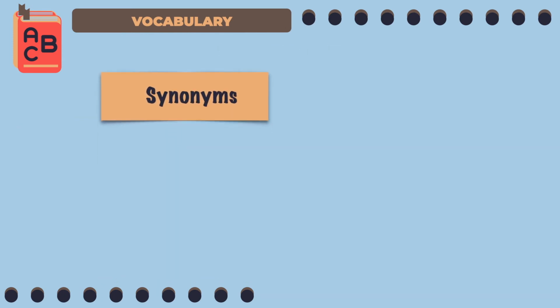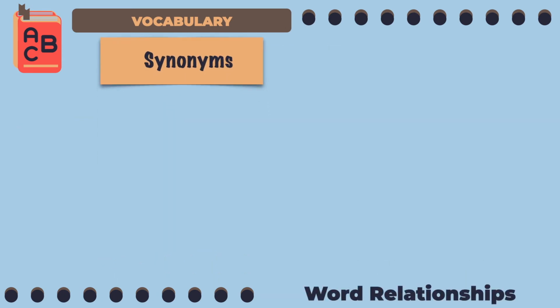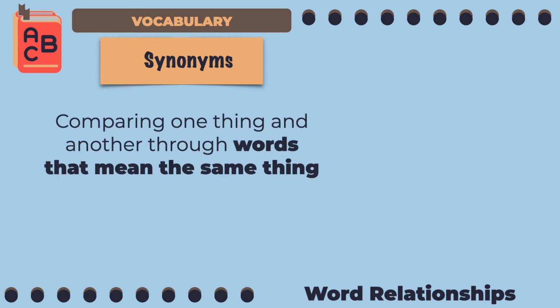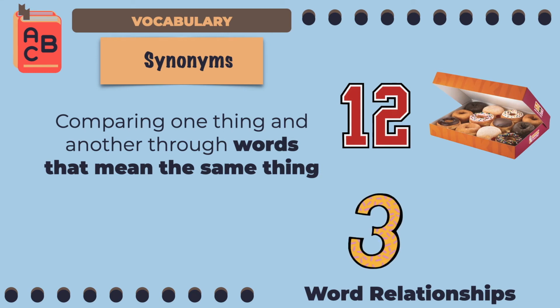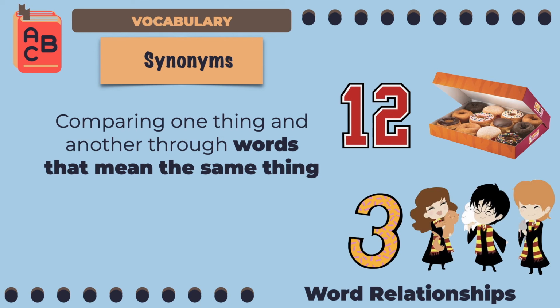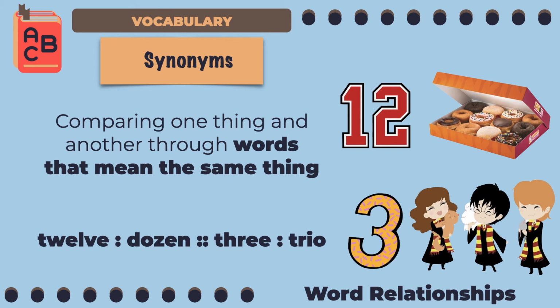In this type of analogy or word relationship, we compare one thing and another through words that mean the same thing. For example, the number 12 is synonymous to dozen, like a dozen of donuts. Whereas the number 3 is synonymous to a trio, like Harry Potter, Hermione Granger, and Ronald Weasley. When we put this analogy into writing, we have 12 is to dozen as 3 is to trio.